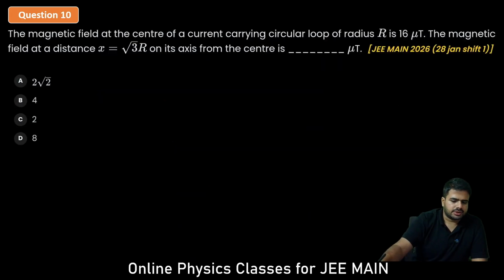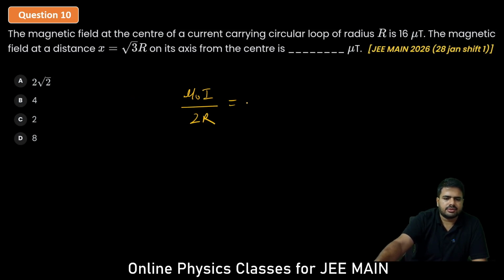Quite a simple question, this one. The next question: you can see the magnetic field at the center of a current carrying circular loop of radius r is 16 microtesla. At the center, what is the formula? The center formula is mu naught I by 2r. This is given as 16 microtesla, or 16 into 10 to the power minus 6.